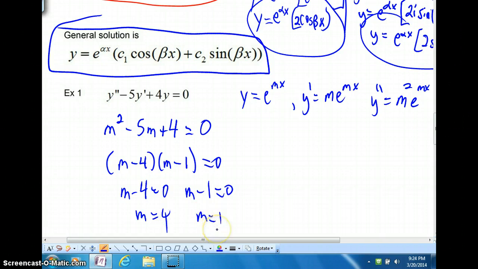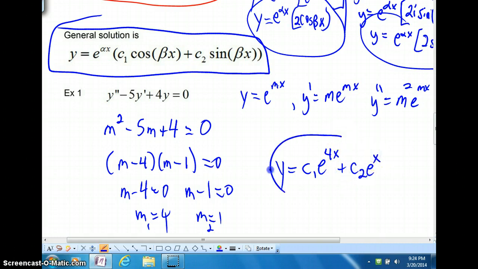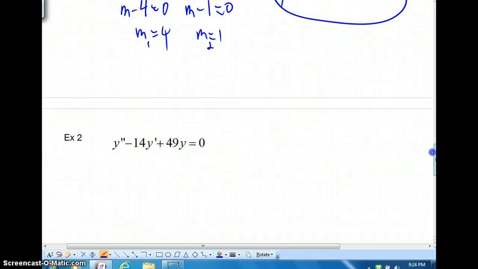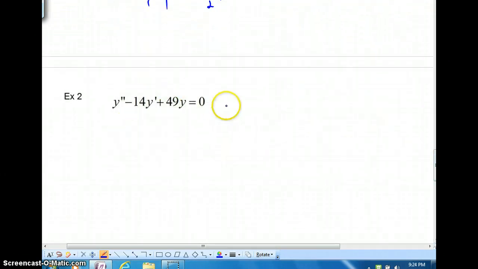This was our first case, and you could call these m1 and m2. Amazingly, this m is the number multiplied to x in e to the mx. So we could say y equals c1 e to the 4x plus c2 e to the 1x. Wow. We're done.